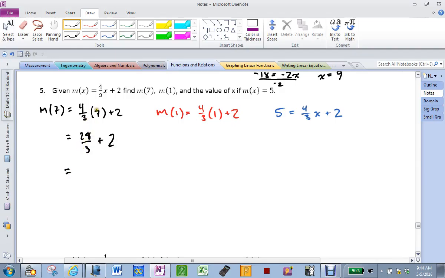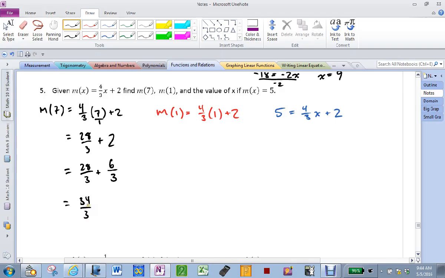Because this 7 is technically over what number? 1. 4 times 7, 28. 3 times 1, 3. What do I need to do to add these? I need a common denominator, which is what? 3. What has to be up top to make it equal 2? 6. To get me 34/3, yes?